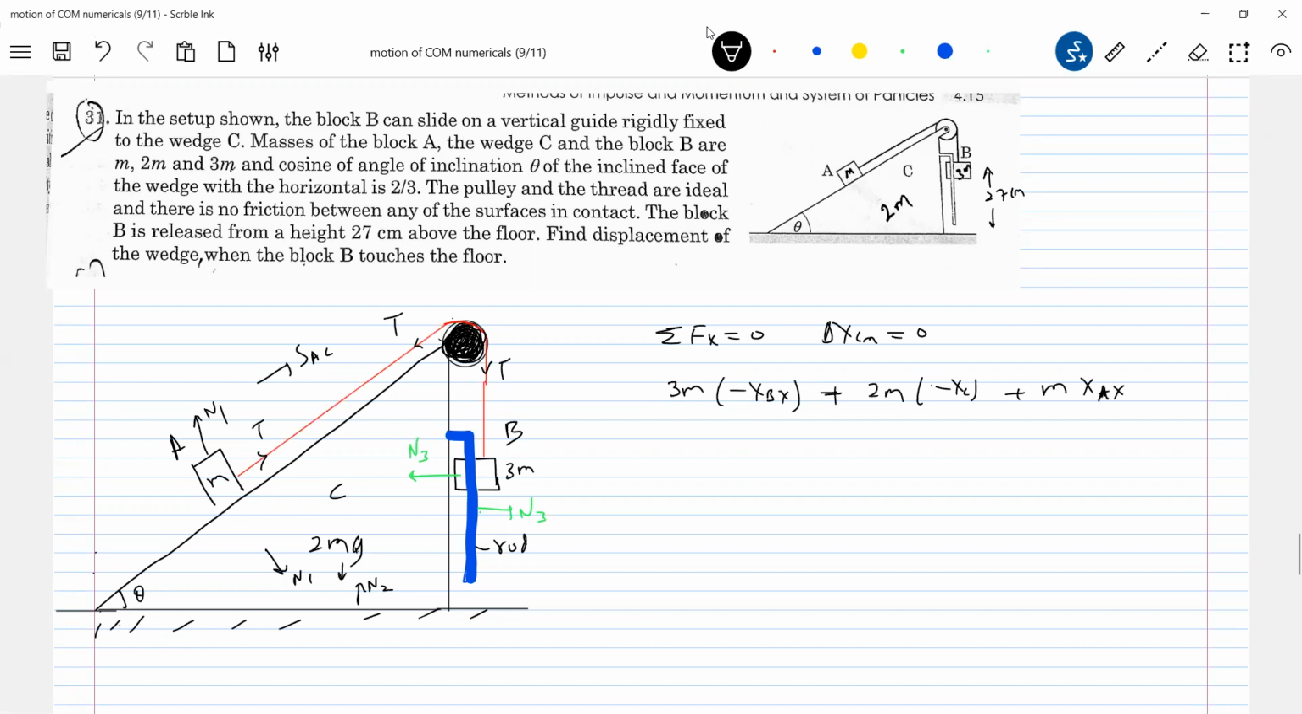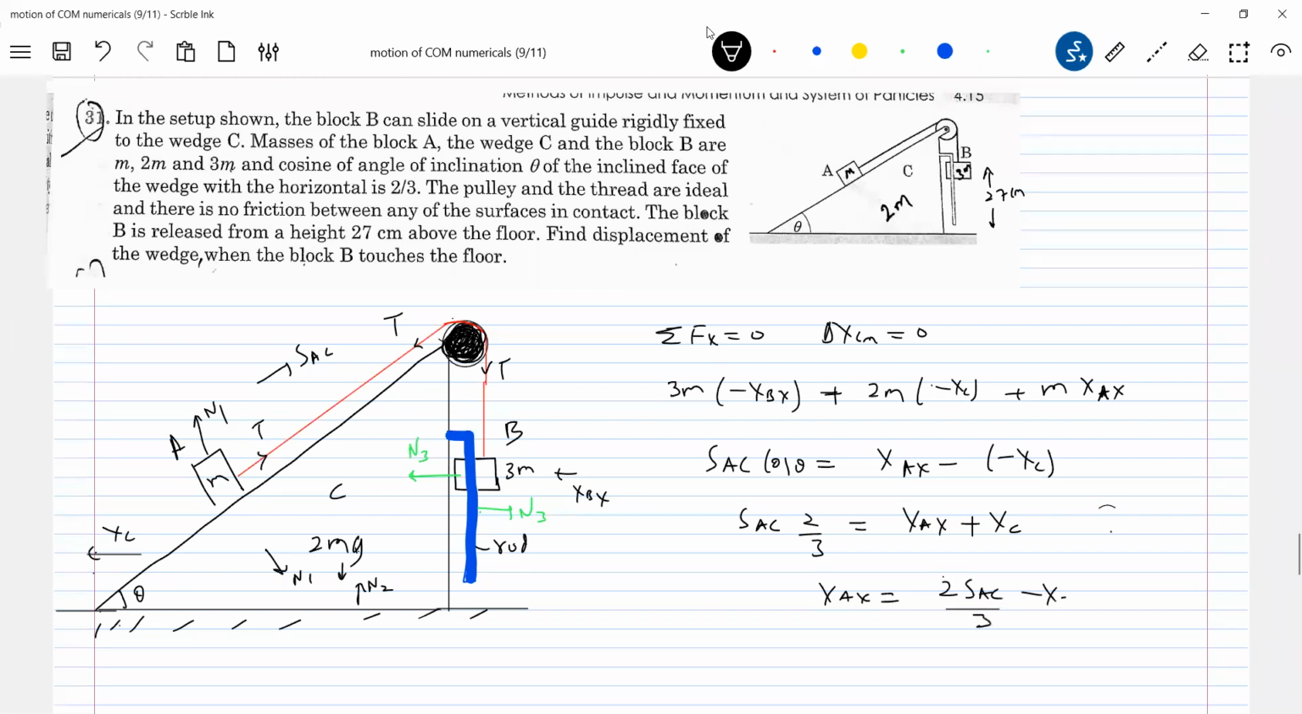I'll keep it here. Okay, let's come to the relative. So displacement of the block with respect to the wedge along x-axis should be equal to SAC cos theta, which is equal to displacement of block minus displacement of the wedge. Why negative sign? I know the wedge will shift towards left. So here you make things clear. We know cos theta is 2 by 3, so let's directly substitute this: 2 by 3 SAC equals xax plus xc. Keep this equation in hand, or xax equals 2 SAC by 3 minus xc.